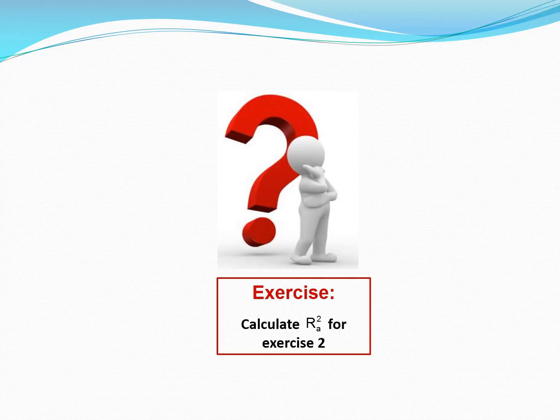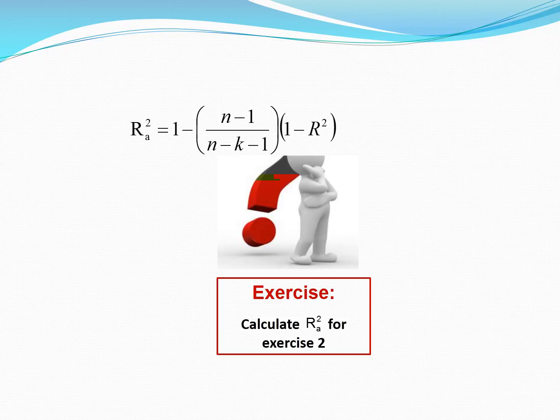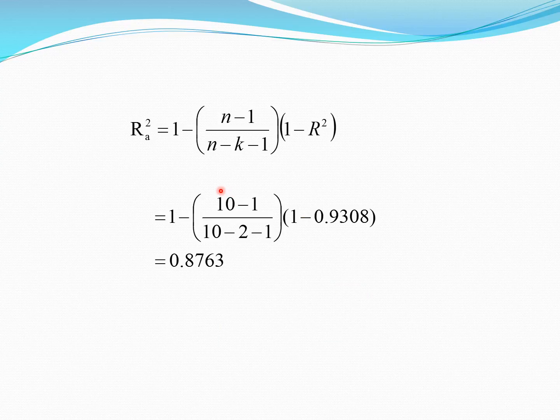You can then calculate the adjusted coefficient of determination for exercise 2, please. We had a sample size of 10, so n will be equal to 10, and there are 2 independent variables, so k will be equal to 2. And then we already looked up our coefficient of determination on the previous slide, so your adjusted coefficient of determination will be 0.8763.